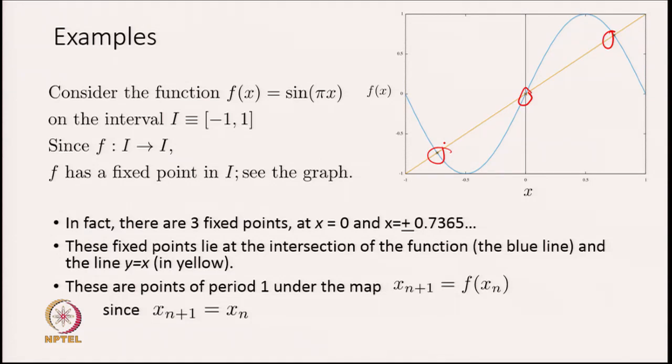Now, these fixed points lie at the intersection of this function, namely the blue curve, and this diagonal line y is equal to x, which is drawn here in yellow. And as you can see, these are points of period 1, because at this point x n plus 1 will be exactly equal to x n. You can see it trivially: for x n equal to 0, f of x n is also equal to 0.